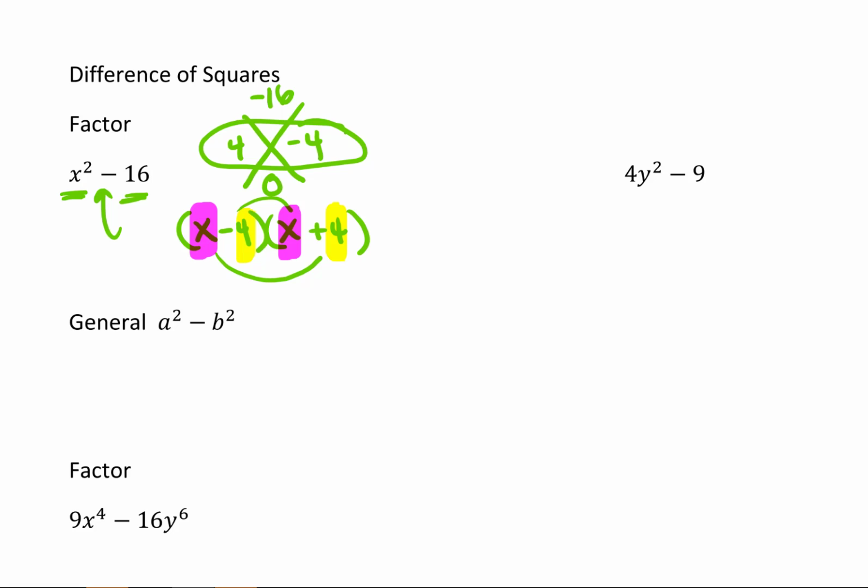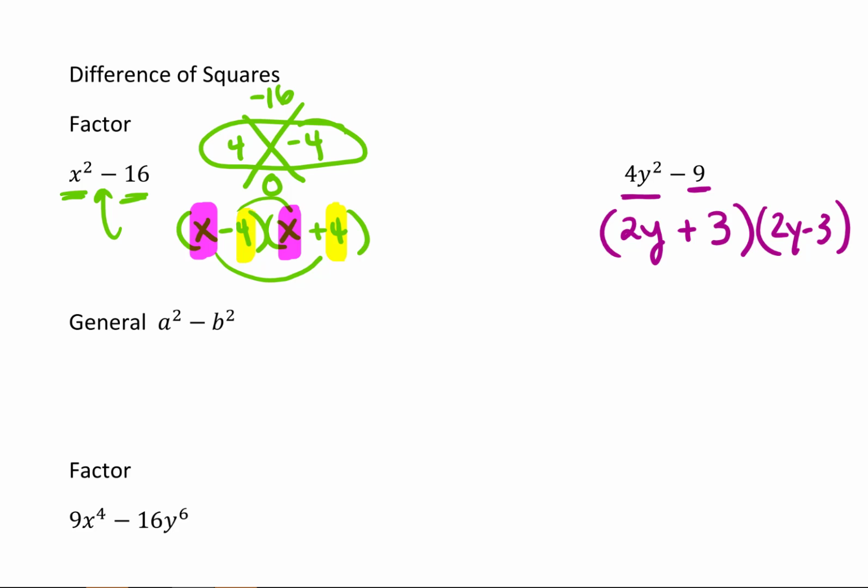The next question we're looking at, is 4y squared a perfect square? It is. If you take the square root of it, you get 2y. If you take the square root of 9, you get 3. So this is a difference of perfect squares. So that means that they have to be identical, where one is positive and one is negative.